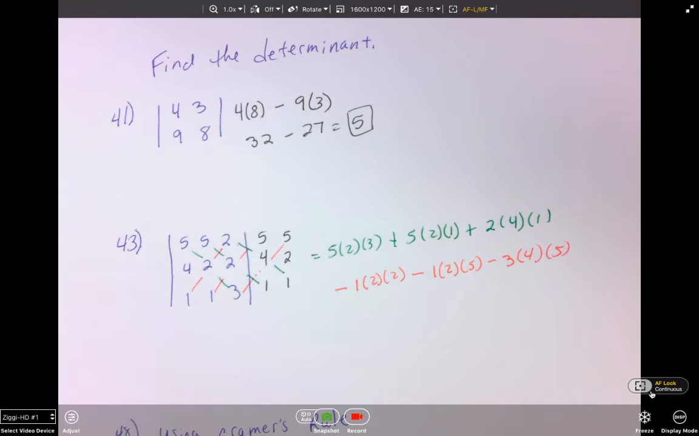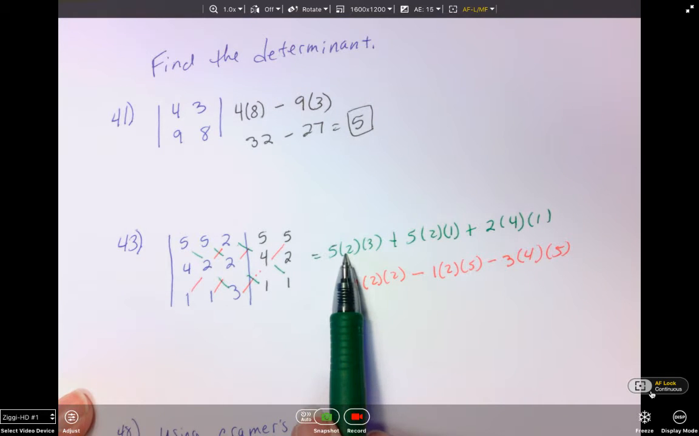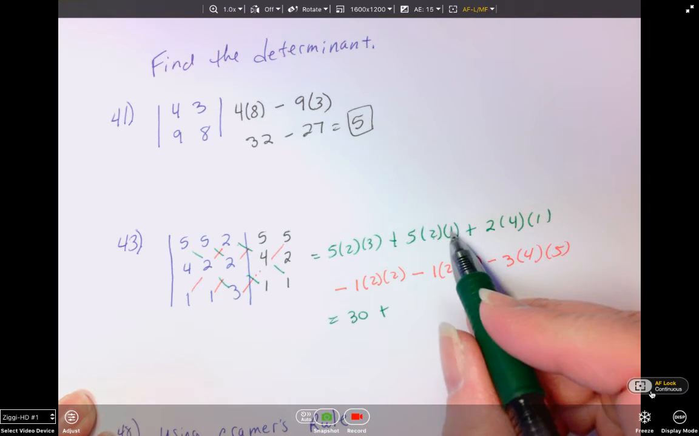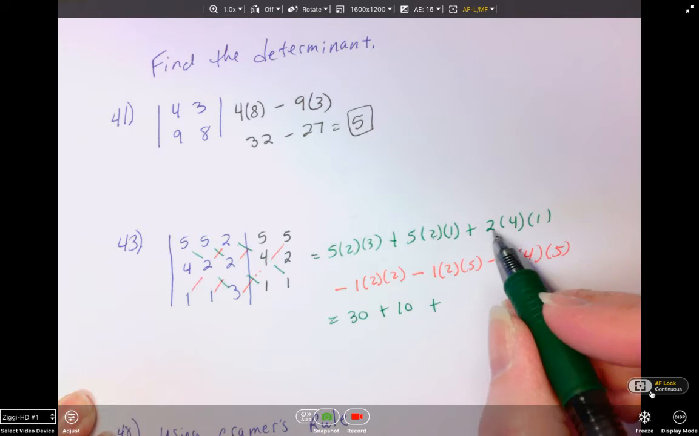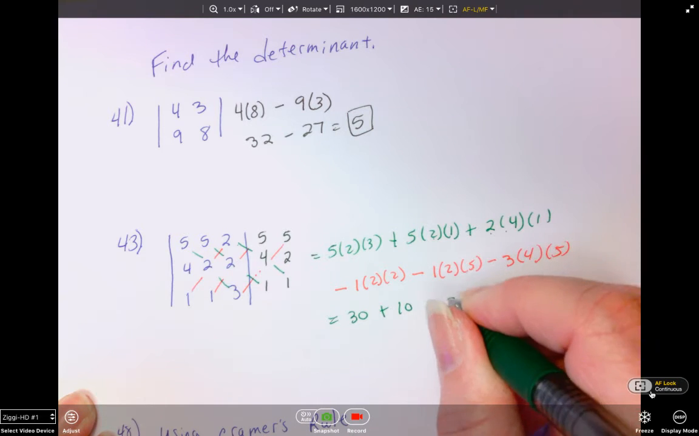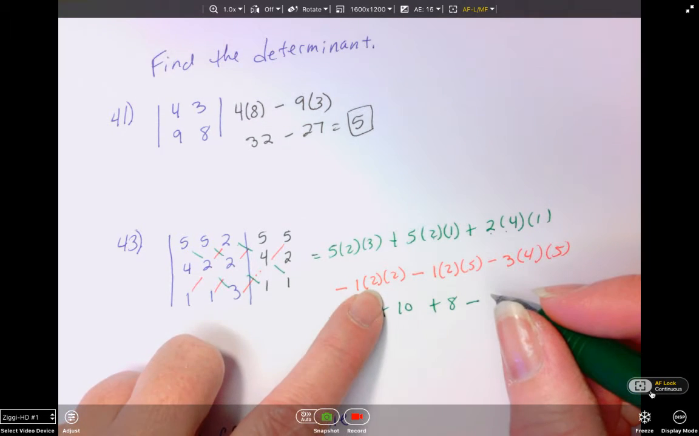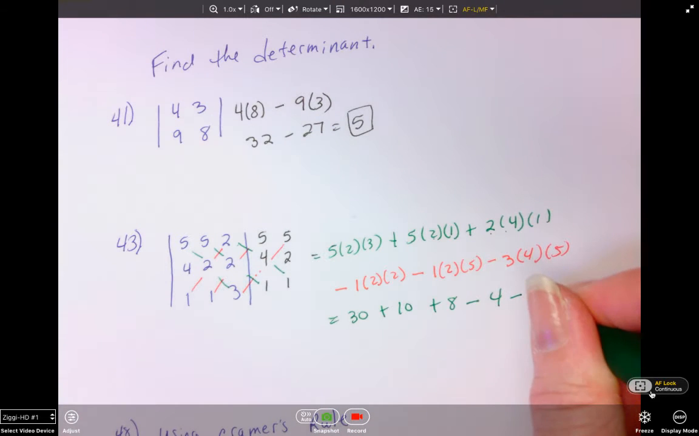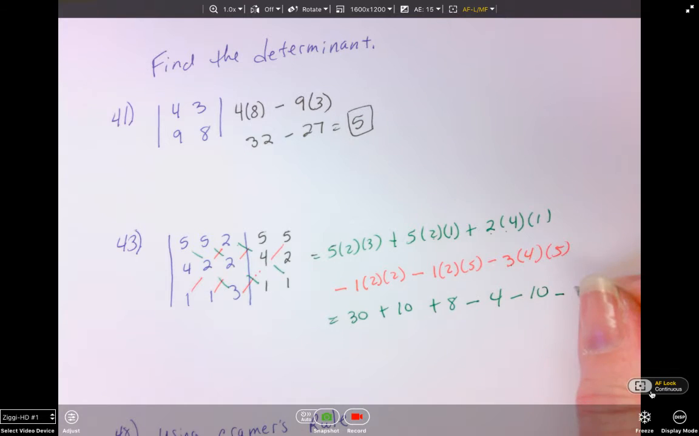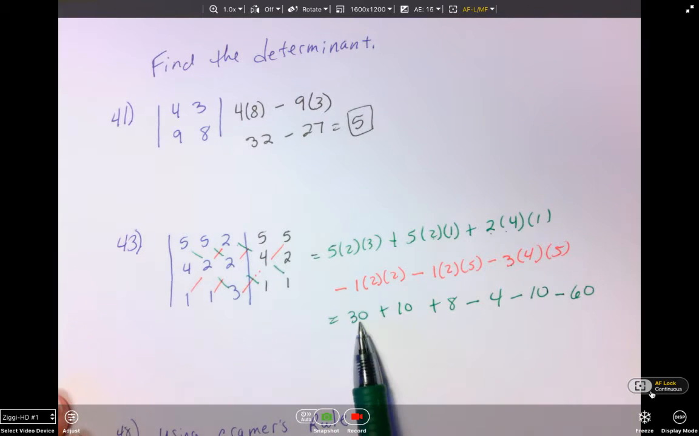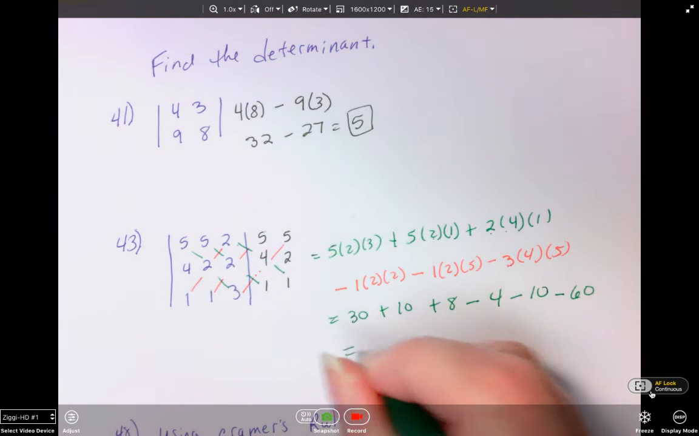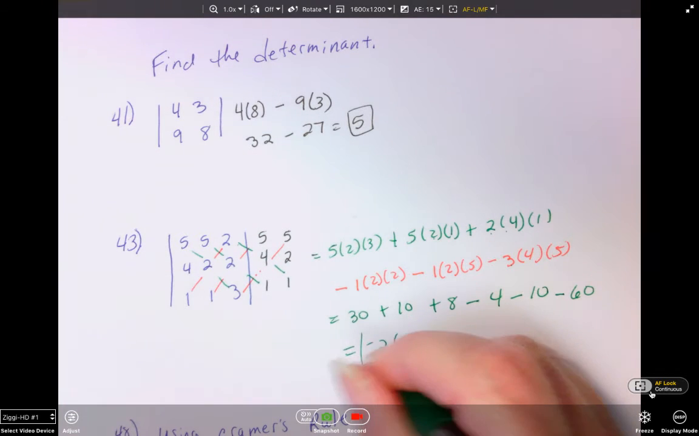So now we're going to do the multiplication on these to figure it out. So 5 times 2 is 10 times 3 will get us 30 plus 5 times 2 is 10 times 1 will get us 10 plus 2 times 4 is 8 times 1 will get us 8 minus 1 times 2 is 2 times 2 is 4 minus 1 times 2 is 2 times 5 is 10 and minus 3 times 4 is 12 times 5 is 60. So as we add these together, we get 40 plus 8 would be 48, minus 4 would be 44, minus 10 would be 34, minus 60, we are going to equal negative 26. So this would be your determinant answer.